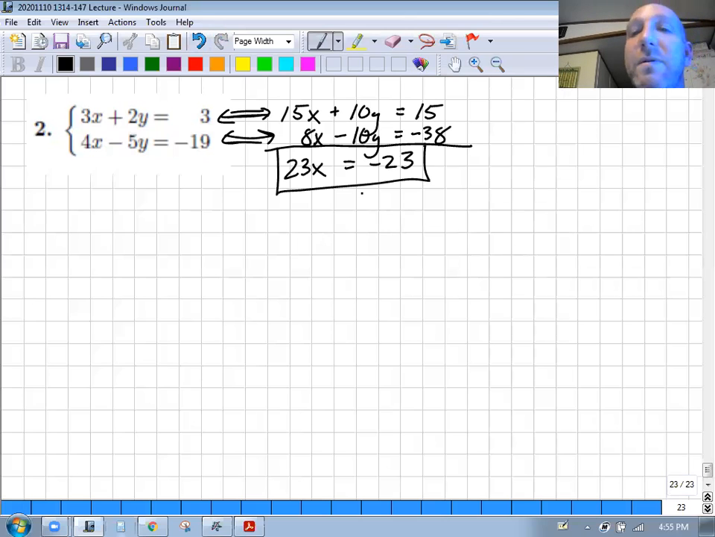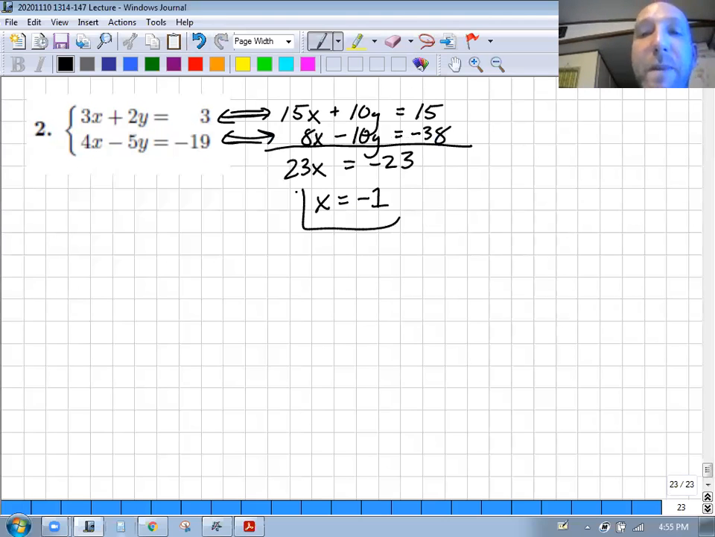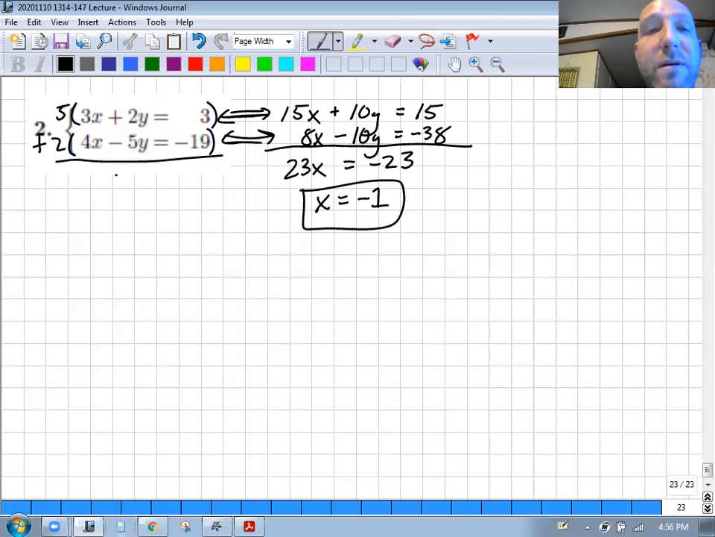This is a new equation. It's not equivalent to these two. It's a combination, right? Which I can, of course, rewrite as x equals negative 1. Okay, so I'm going to keep that one. So that's related to these. We got that by adding these together. We took 5 times this one and added 2 times that one, and we end up with x equals negative 1.